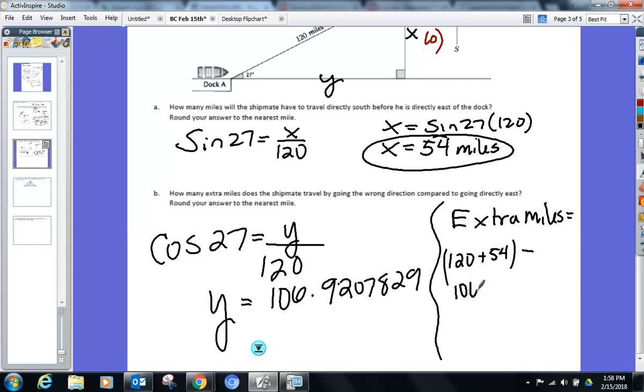So minus, for me, it was minus 106.9207829. And now to the nearest mile. Some of us may be off by one, what I'm about to show you, and that's okay. There's two acceptable answers here. One is, I have 67 miles here if I do it my way. Anybody have 68? Because that's acceptable as well if you did it another way. Okay, 68 is fine as well.